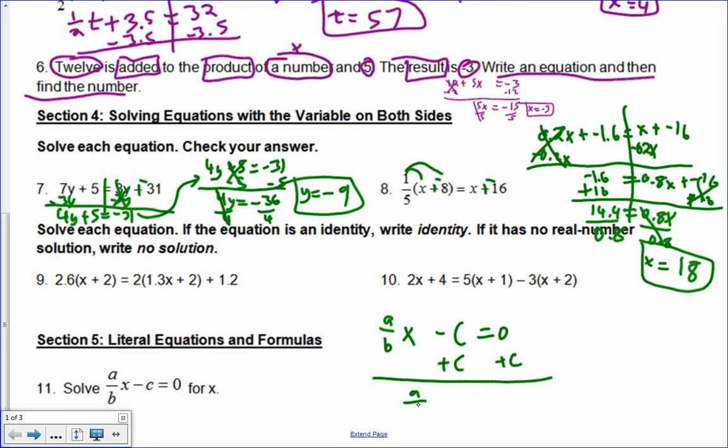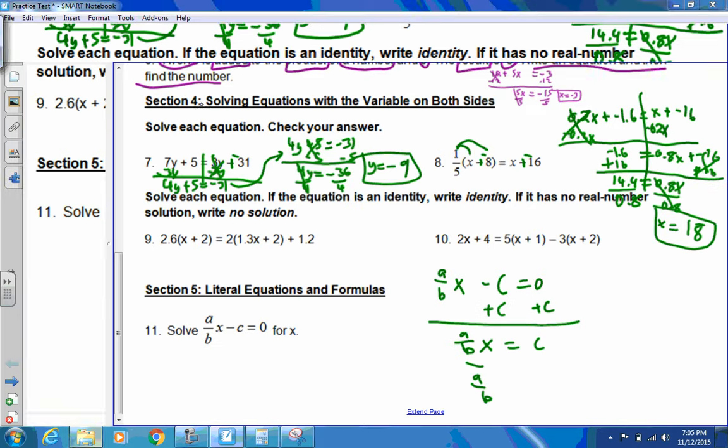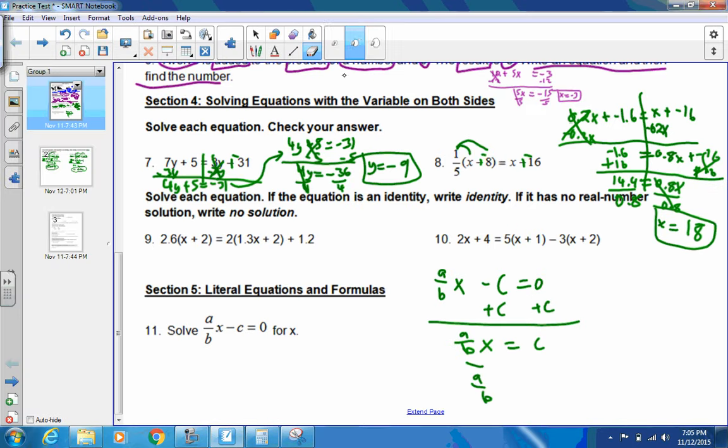We're left with a over b times x equals 0 plus c. Well, 0 plus anything is just whatever that thing is. So this is just c. All right, now a over b. How do we get rid of an a over b that's multiplied by an x? Well, we divide by a over b. But that is the same thing as multiplying by its reciprocal.